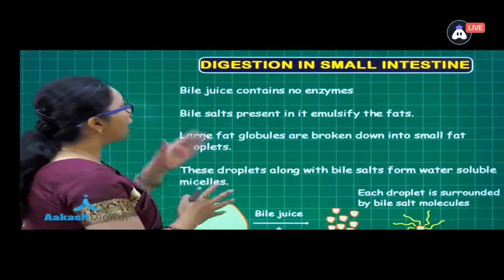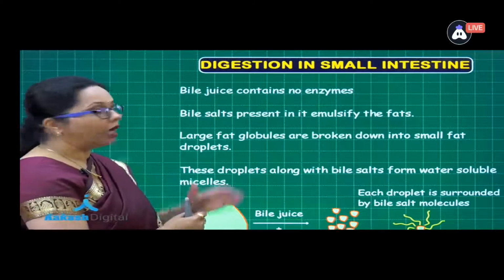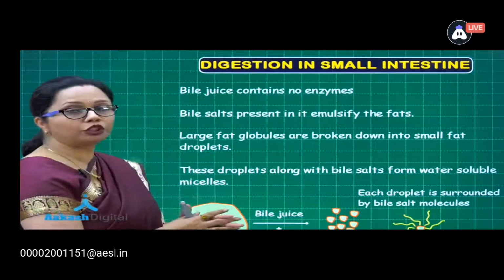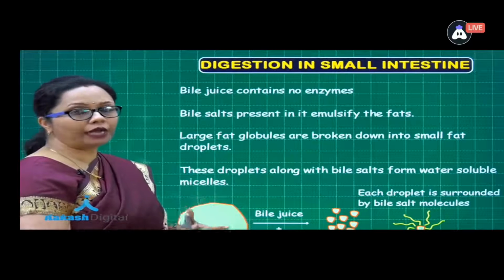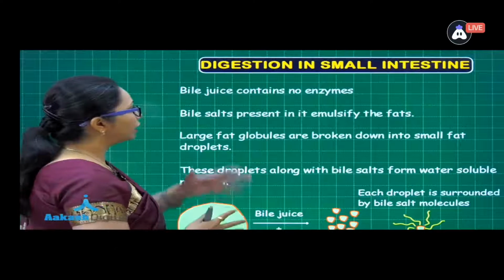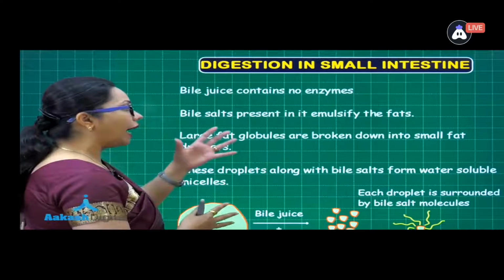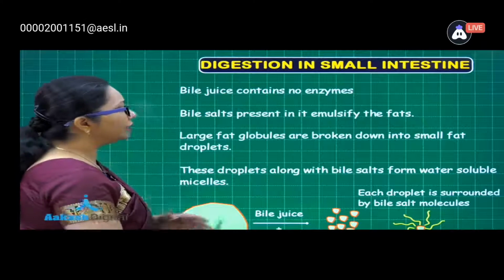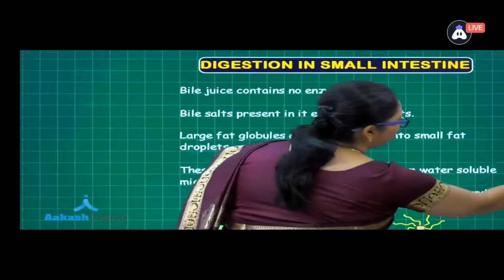Now, next thing that is happening in the small intestine, we can mention that bile juice of course contains no enzymes, but it has bile salts. And recall the names of the bile salts. Those were sodium taurocholate and sodium glycocholate. They emulsify the fats. And what does emulsification mean? It is that fat being insoluble.